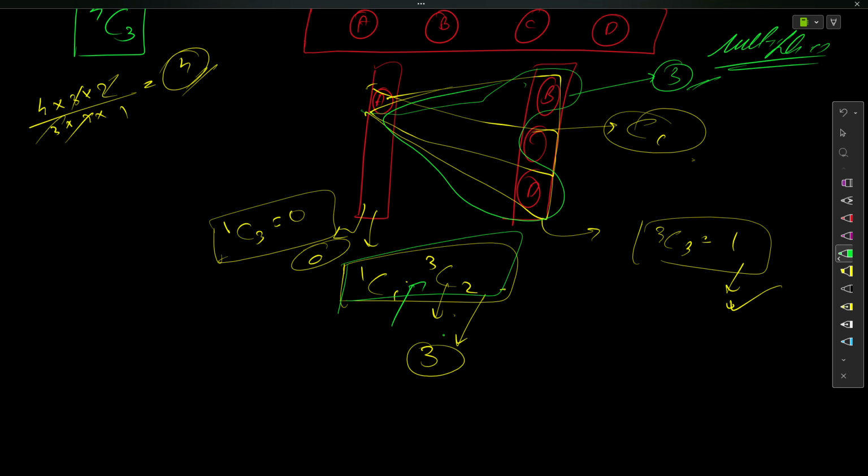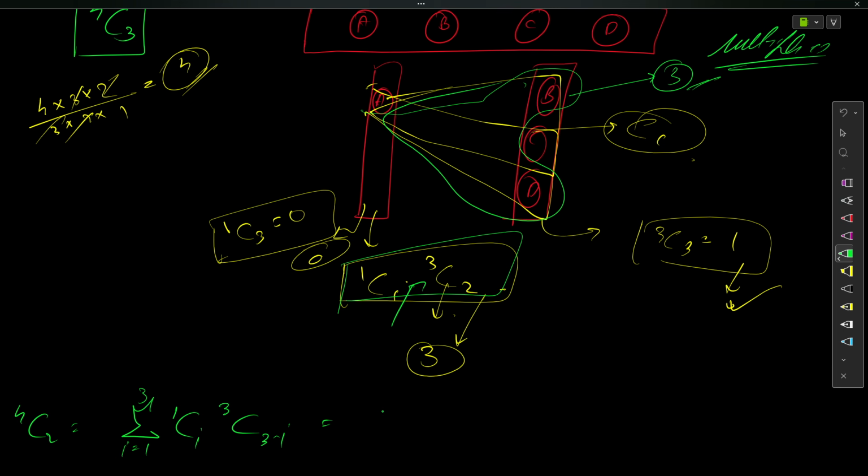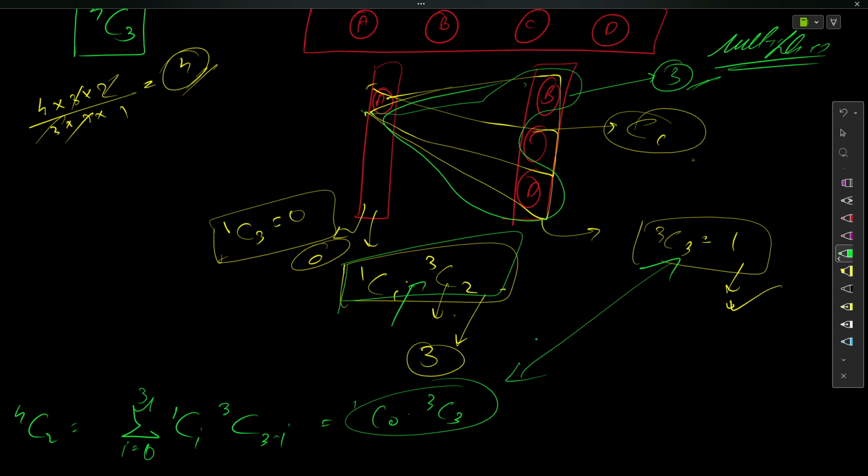Okay, so if I write it down, 4C3 can be written as the summation of 1C(i) times 3C(3 minus i), where i goes from 0 to 3. So let's write it down. I should be equal to 0: 1C0, 3C3. Exactly the thing that we have done here. This is the exact term. Practically, this is the two-bag framework that we have just discussed.